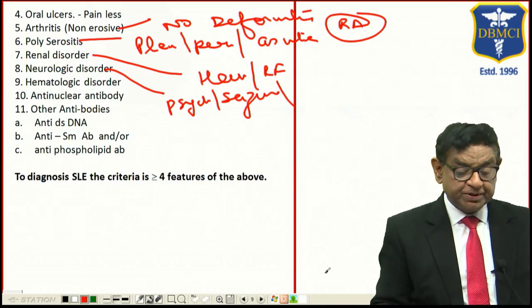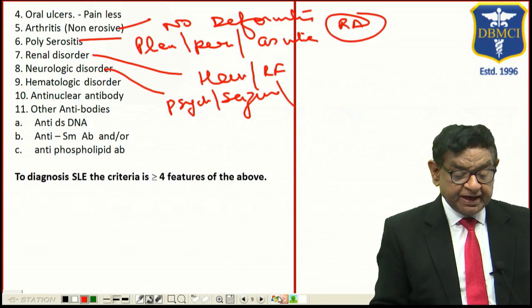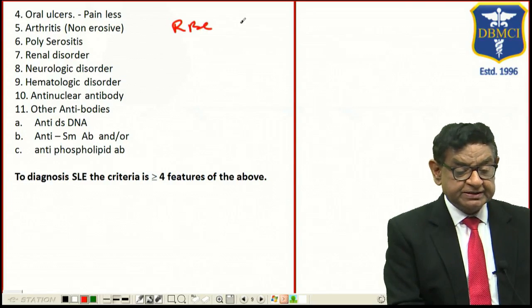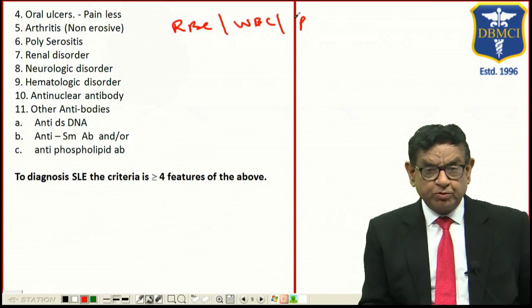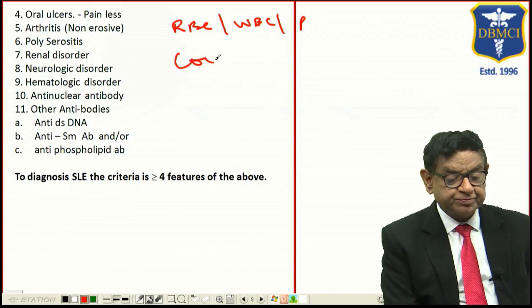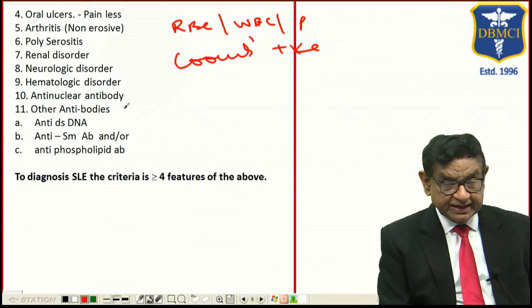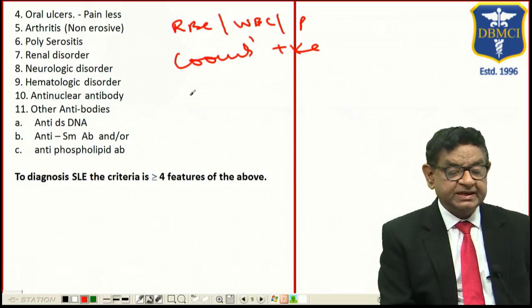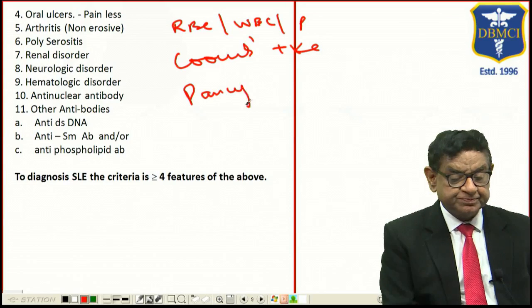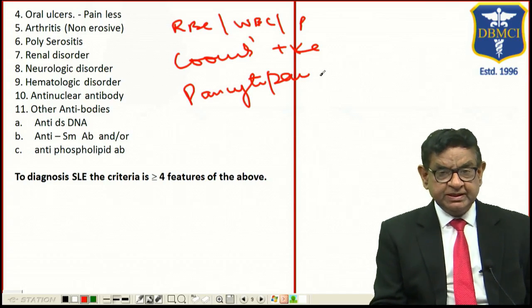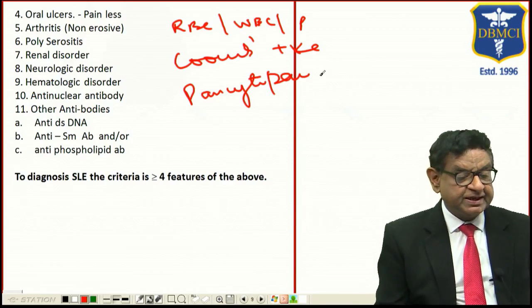Hematological disorder, because in these patients, they have autoantibodies against the RBCs, against the WBCs, and against the platelets. So they develop Coombs positive hemolytic anemia. Remember, because they have antibody against all the three cell lineages, that leads to pancytopenia. But remember, it's all autoimmune. And once we have an autoimmune process, steroid should be started very urgently.